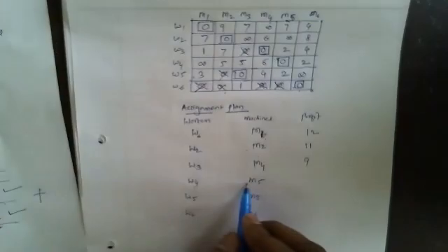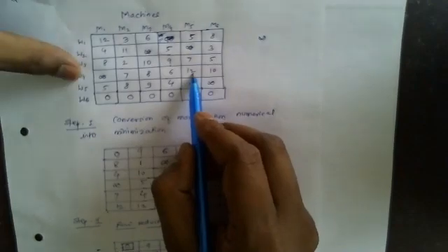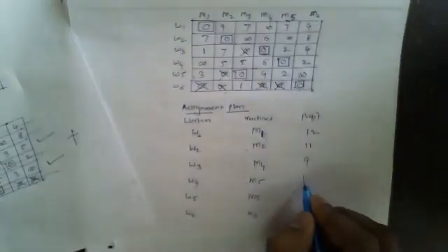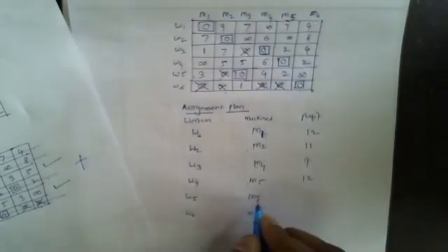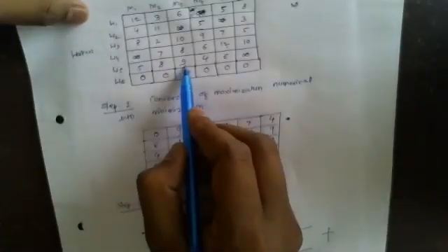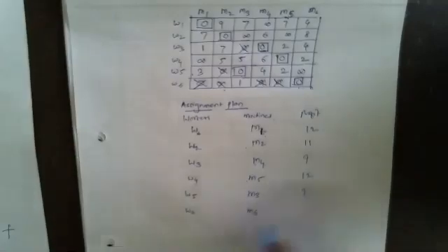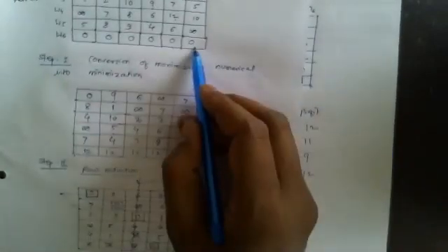Next, W4 M5 means at this location, what is the value? At this location, the value is 12. That is W4 M5, value is 12. Next, W5 M3 means at this location what is the value? So at this location the value is 9. I will write 9. And W6 M6 means at this location what is the value? At this location the value is 0. I will write 0.